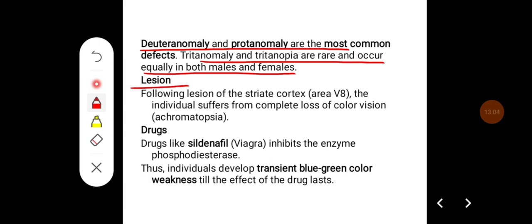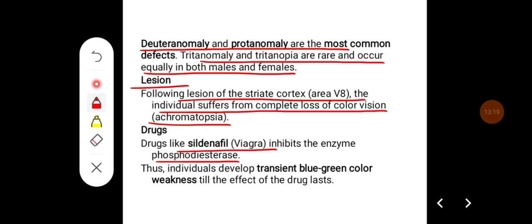Lesions. Following a lesion in the striate cortex, that is area number V8, the individual suffers from complete loss of color vision, which is called achromatopsia. Drugs like sildenafil inhibit the enzyme phosphodiesterase and thus individuals develop transient blue-green color weakness till the effect of the drug lasts.